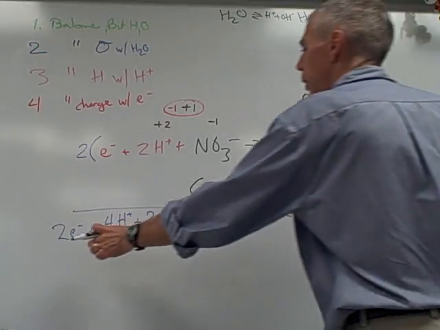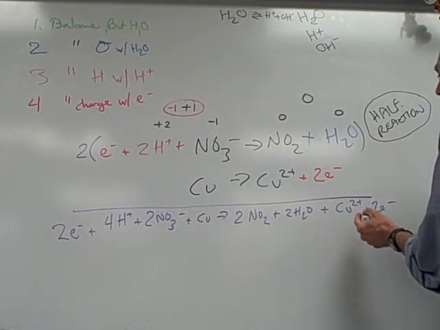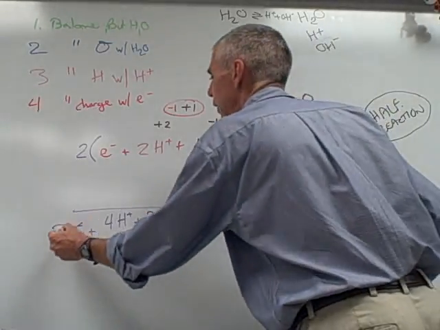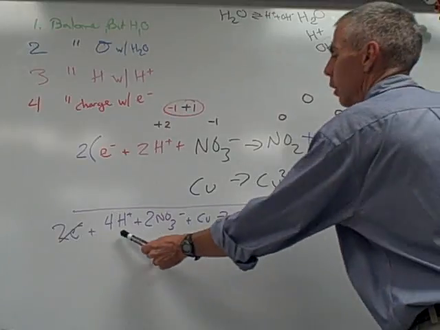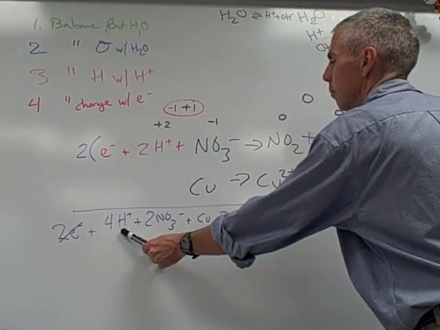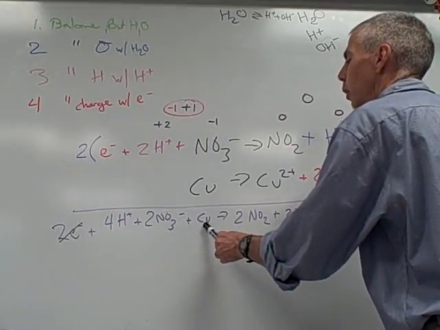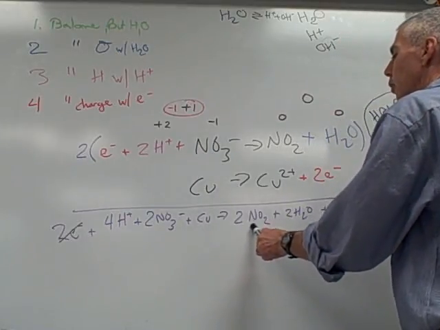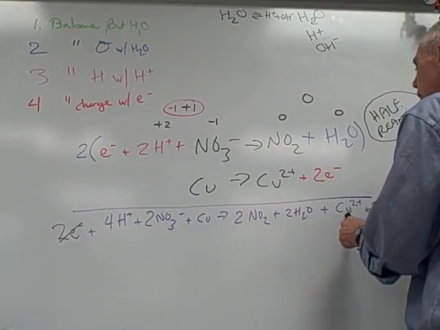We started with 2 electrons, and we ended with 2 electrons. We can't have just loose electrons running around here. So the idea is we have to get it so we're just talking about atoms and ions. So this reaction says that 4 hydrogen and 2 nitrate ions reacted with 1 copper atom to make 2 nitrogen dioxides and 2 waters and a copper ion.